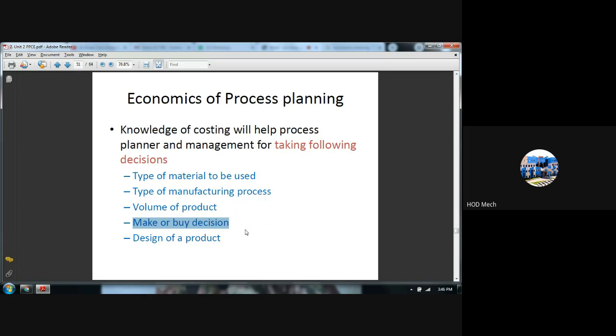ஒரு காம்பனன்ட் செய்யறதுக்கு எனக்கு ஒரு மிஷின் இல்லை சார், அந்த மிஷினை நான் புதுசா வாங்கலாமா இல்ல வெண்டார்கிட்ட கொடுத்து பண்ணலாமா? மேக் ஆர் பை டிசிஷன். Either I am going to buy that machine or I am going to make it ready by someone else. So these are some of the critical decisions which you have to take. நீங்க எடுக்கணும். That is called the skill set of an engineer. அதுதான் skill set. How you act immediately and instantly in coming to a conclusion. That is what economics is all about.